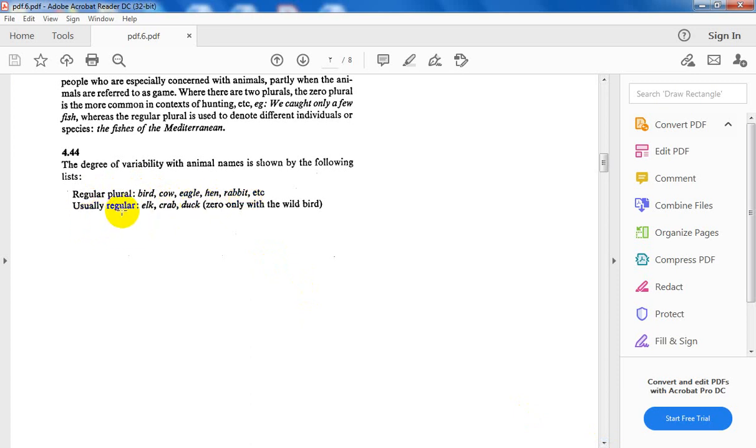Usually regular means they prefer to be regular. They are mostly regular. Elk, elks. Crab, crabs. Duck, ducks. If they are wild birds, then say zero.